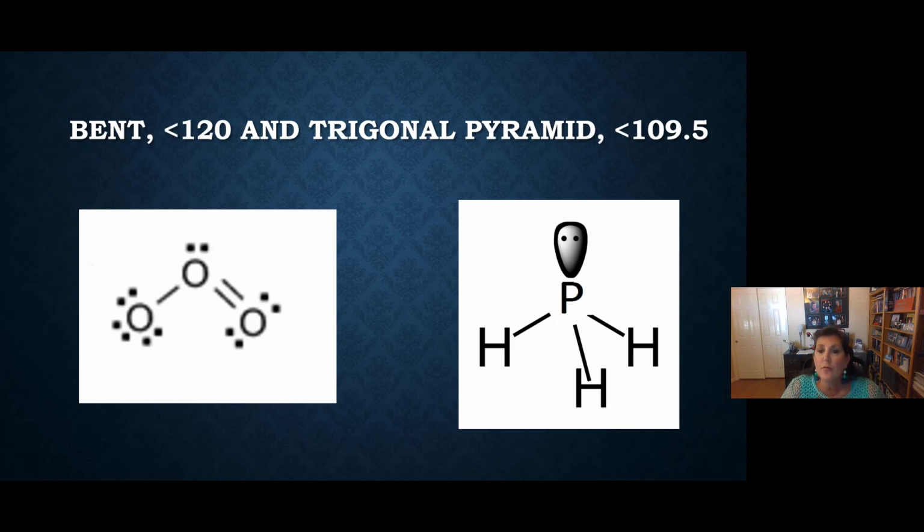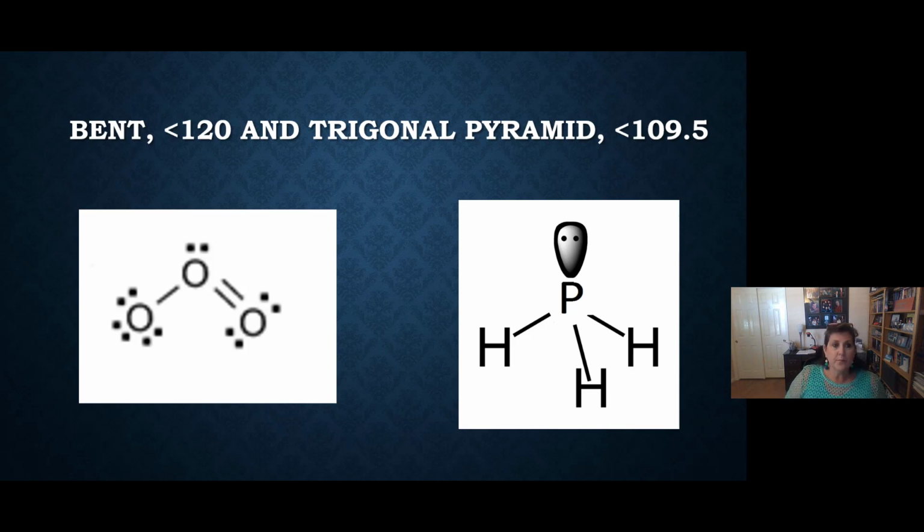So the P has 3 single bonds to the H's with a lone pair on top of the P. Guess what that lone pair does to the bonds? Pushes them down, right? It pushes them down. So the shape for PH3, if we match it up on our shapes table, is AB3E. AB3E is trigonal pyramid, and it looks like a little pyramid. So trigonal pyramid, and the bond angle is a little less than 109.5.